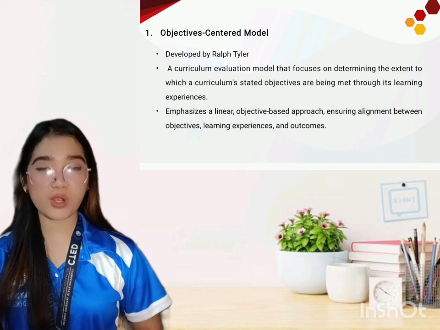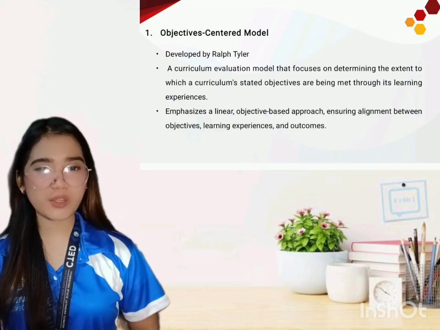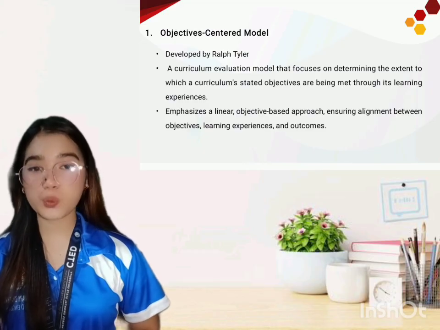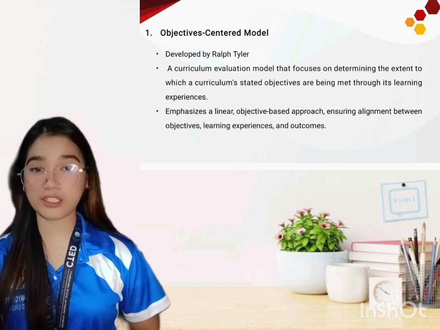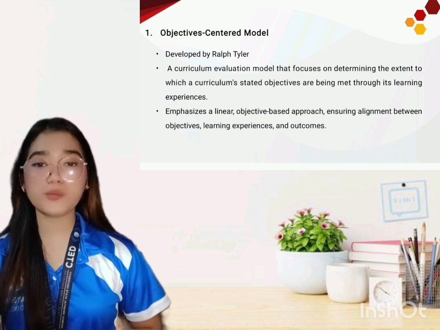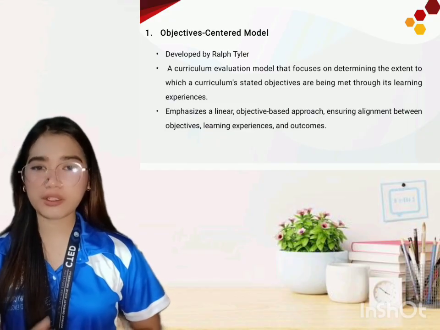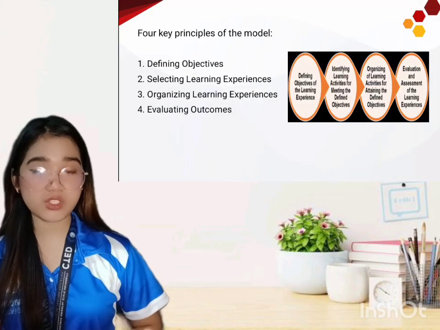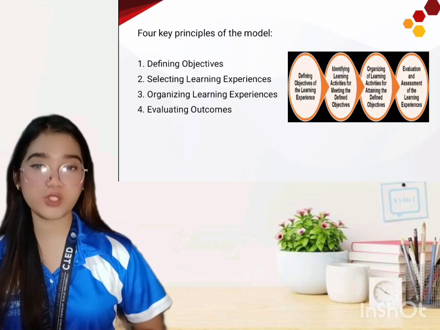This model is developed by Ralph Tyler, and it is a curriculum evaluation model that focuses on determining the extent to which a curriculum's stated objectives are being met through its learning experiences. It emphasizes a linear, objective-based approach, ensuring alignment between objectives, learning experiences, and outcomes. There are four key principles of the model. First, we have defining objectives.